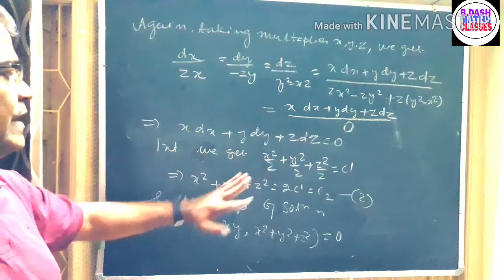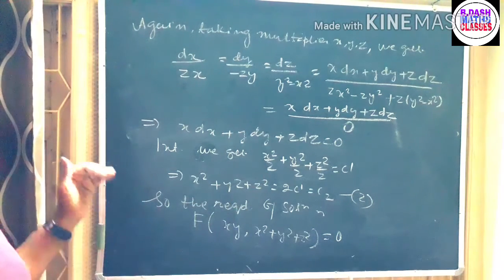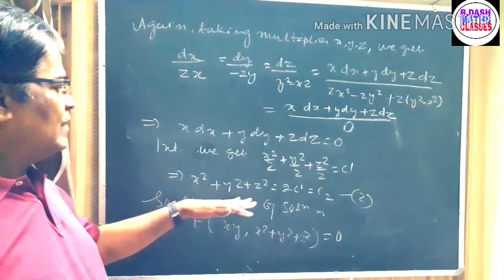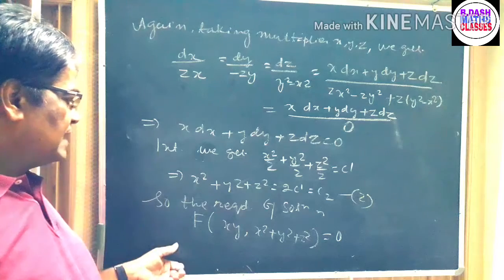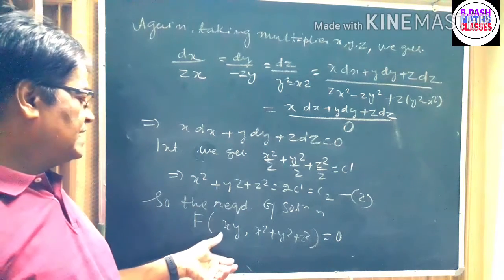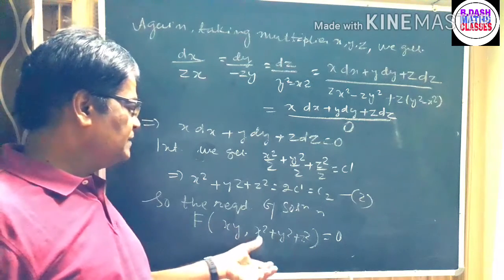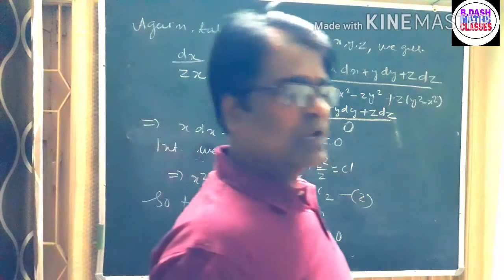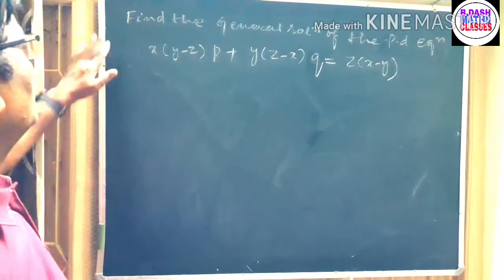After integration we get x square by 2 plus y square by 2 plus z square by 2 is equal to c dash, or x square plus y square plus z square is equal to 2 c dash, C2. So the general solution is f of u, v is equal to 0. This is the first solution and this is the second solution we are getting. So let us solve the second problem.